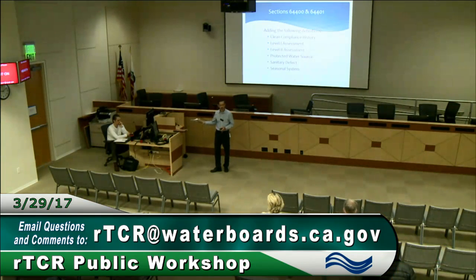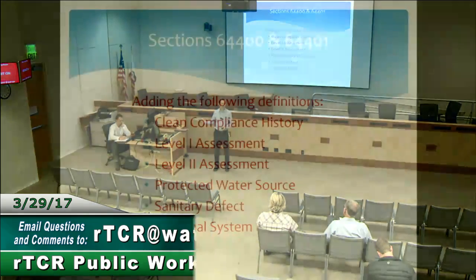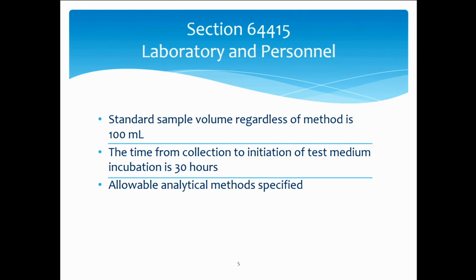As we go through the presentation, everything you see in red is different from our existing total coliform rule. So it's either in the federal rule or it's something that we've added to the federal rule. So laboratory and personnel, these are things that are in the existing rule. And I'm not going to go through what's in the existing total coliform rule in detail unless you have questions about it, but there are things you've been operating under for quite a few years.